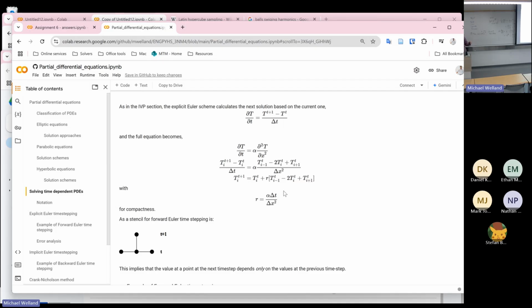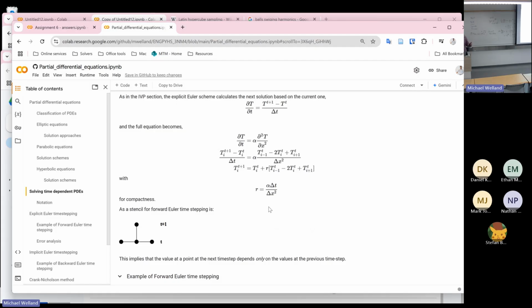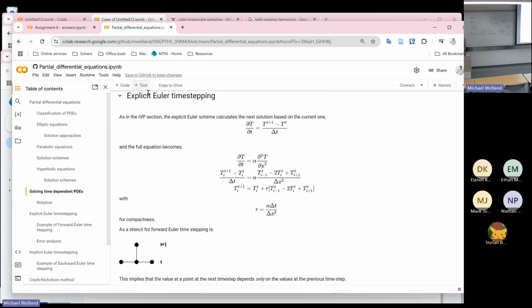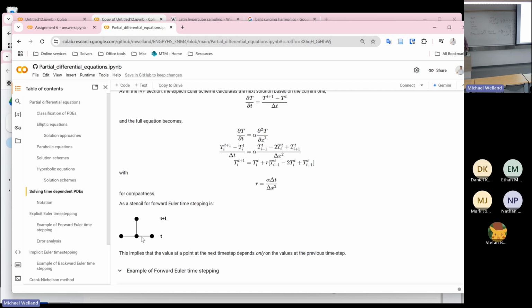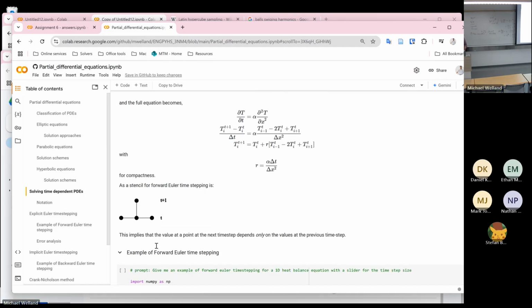I am simplifying a little bit. I just defined this constant r to be the ratio of the step sizes, and I'm throwing alpha in there too. It's common to show these things using something called a stencil. This is the stencil for the forward Euler time stepping algorithm, which is the explicit one. Basically, the temperature at this position at the next time step depends on the previous ones: the previous one and one on either side. It's a central difference for a second order.